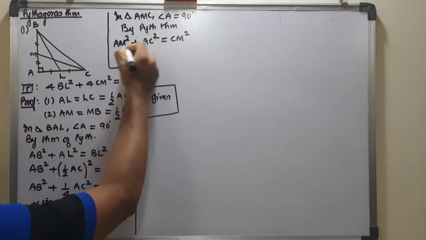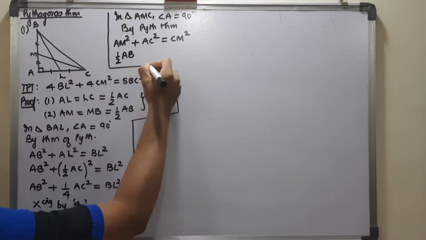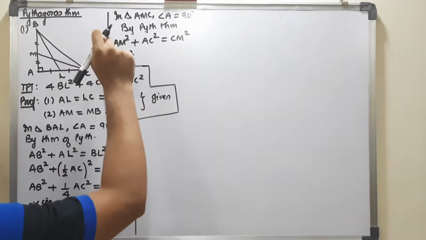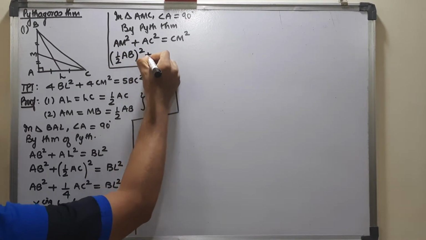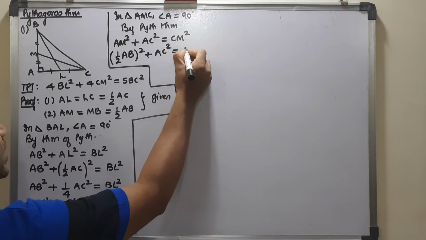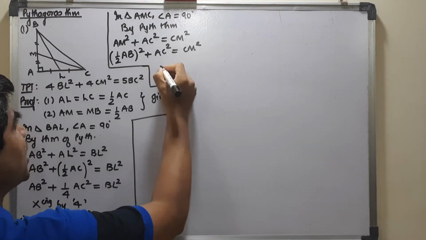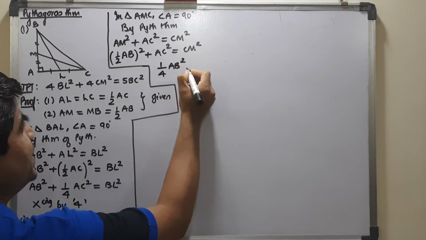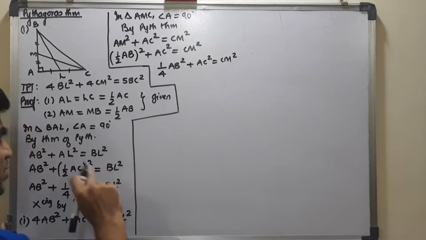So I am writing AM as half of AB. Agreed? Here AM is half AB, and this is AM square. So the bracket comes and the whole square of it, plus AC square, is equal to CM square. I think I have explained this nicely. So now when I square it, this becomes 1 and this becomes 2 squared, 4, so AB square by 4 plus AC square is equal to CM square. We had a good discussion over here.